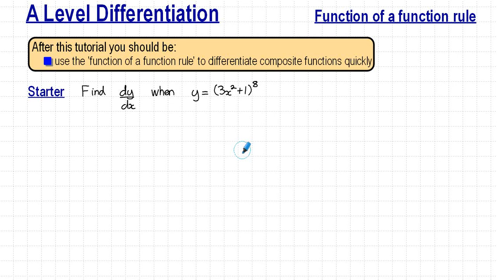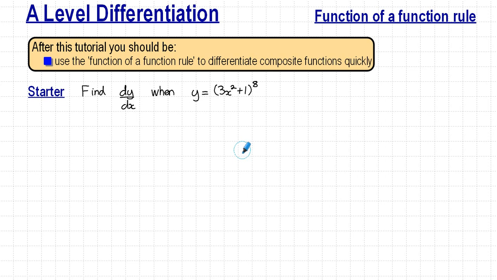Welcome to this tutorial on the function of a function rule. The tutorial assumes that you have already met the chain rule, but what we're going to develop is a very quick and efficient way of applying the chain rule, which for the purposes of this tutorial I'm calling the function of a function rule. Really, the function of a function rule and the chain rule are exactly the same thing.